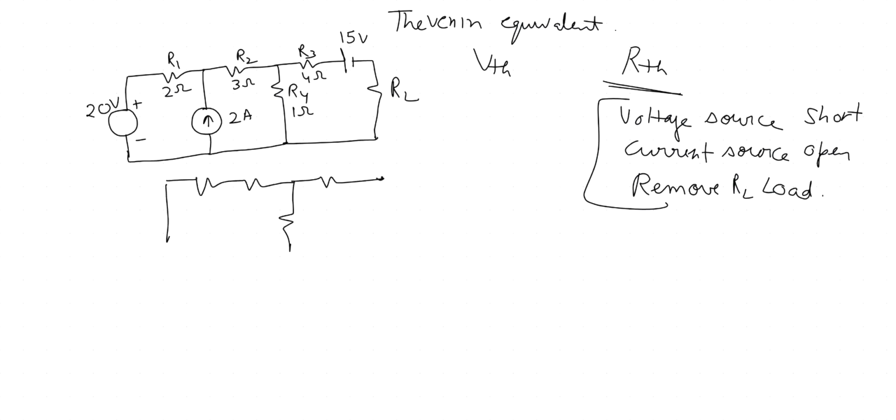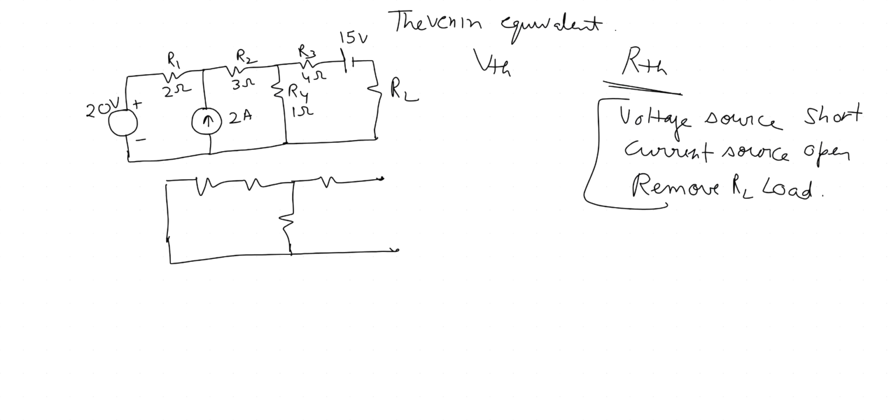Following the rules that I have written, this voltage source is short. This voltage is short here. This current source is open, so there is no current source here. And then this voltage source is short here. And then this load resistance RL is removed from here. So following these rules, I have redrawn the circuit for finding RThevenin.